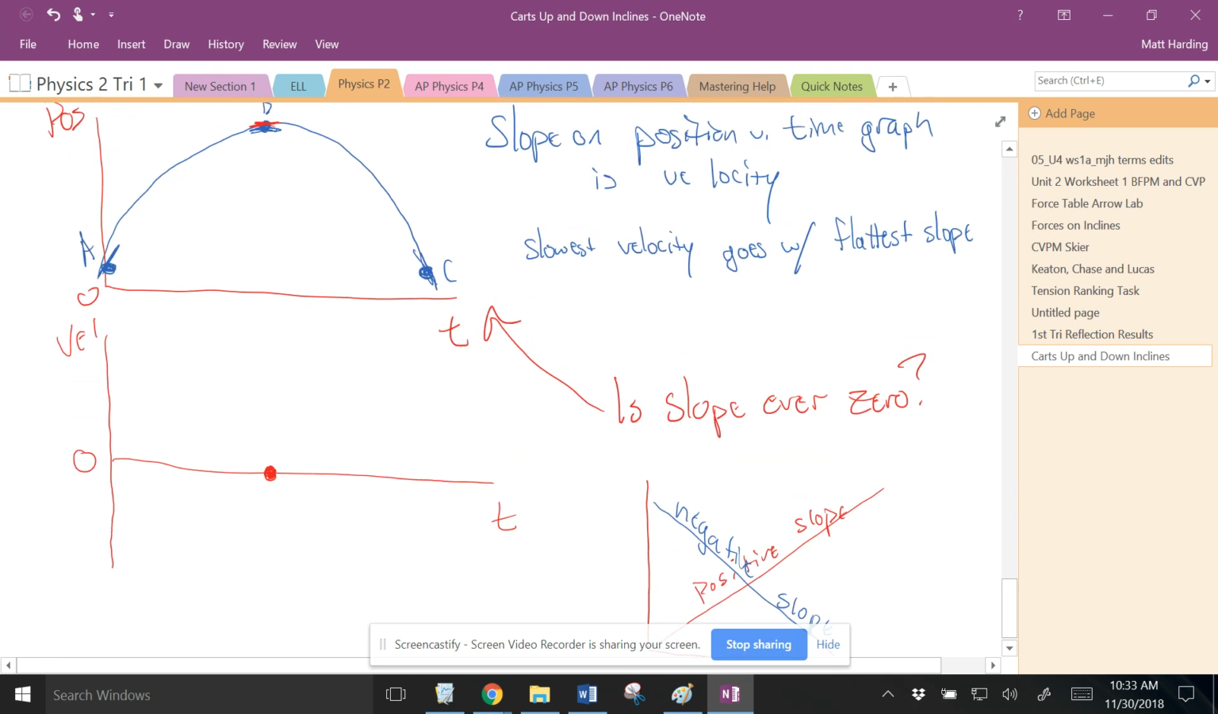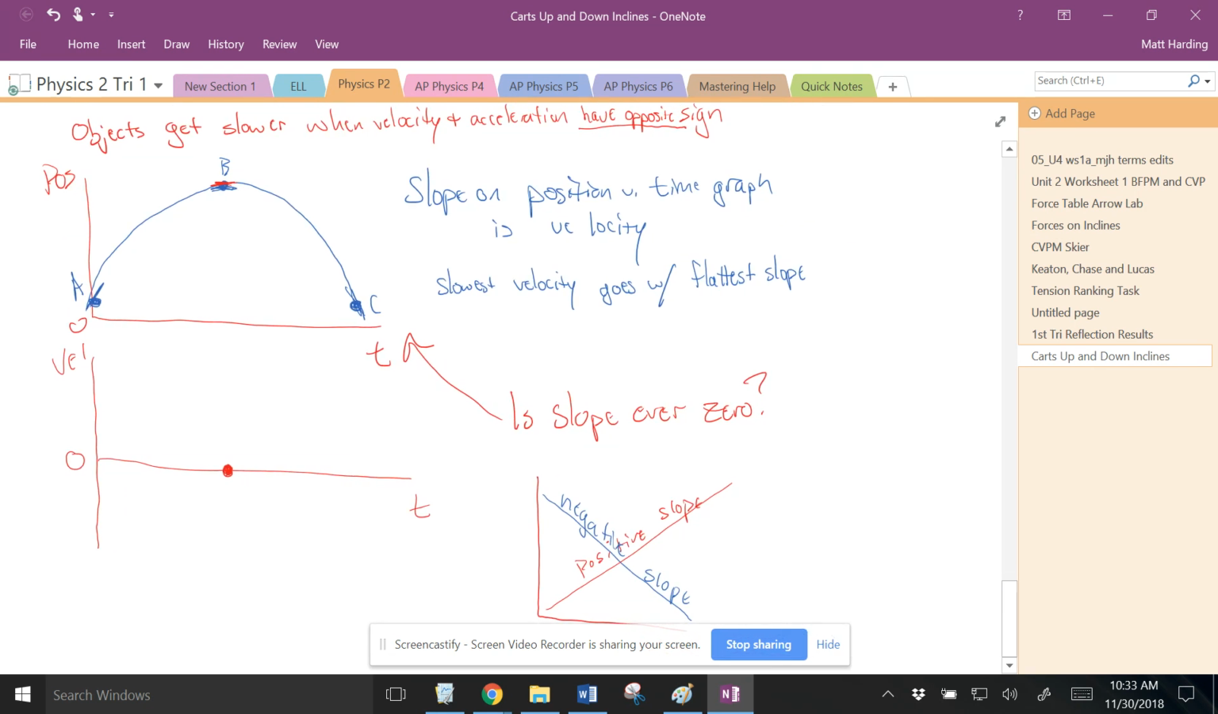When you look at A, if you were to just break that into a little chunk right here, does that look more like the positive slope or the negative slope graph? And when you look at C, does that look more like a positive or a negative slope graph? So go into your Pear Deck and make sure that your velocity is agreeing with the slope on the position graph at A and the slope on the position graph at C.